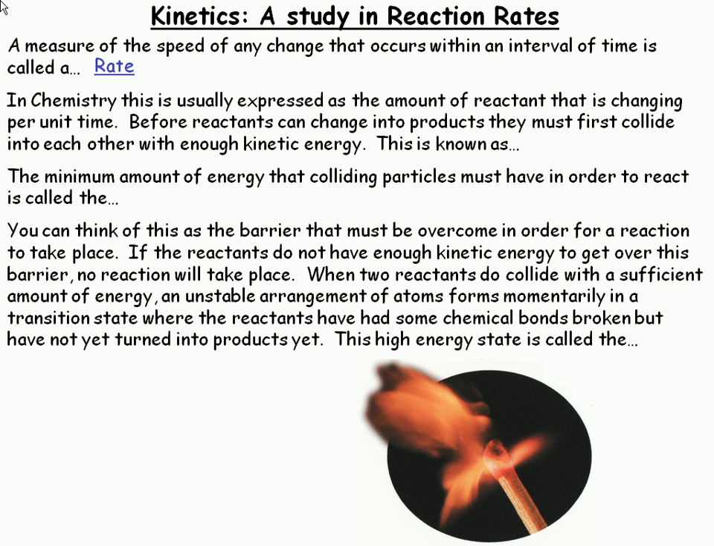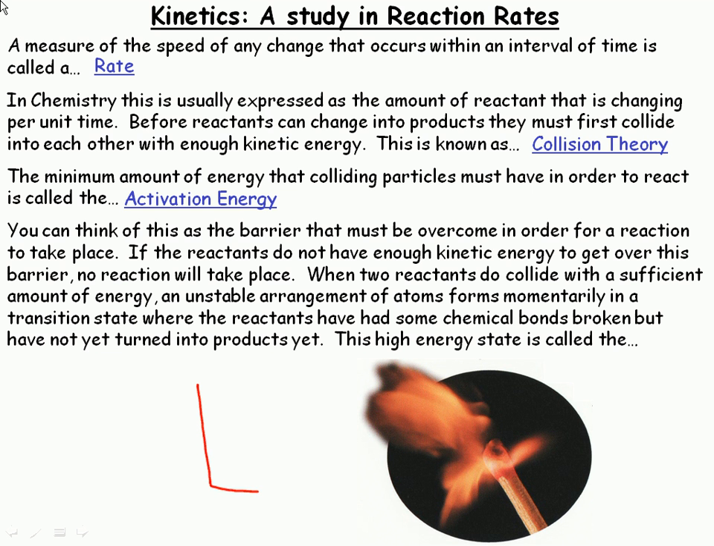Now, in chemistry, we usually express the rate as the amount of reactant that is changing per unit time, or sometimes we can refer to it as the amount of products that is being formed per unit time. The thing you need to remember from our thermodynamics unit is that before reactants can change into products, they first have to collide into each other with enough kinetic energy. This is known as collision theory. And the minimum amount of energy that colliding particles have to have in order to react, we refer to as the activation energy.